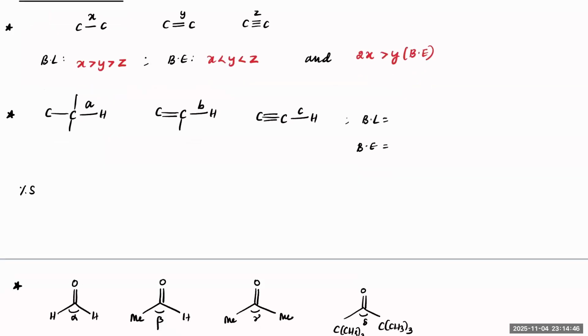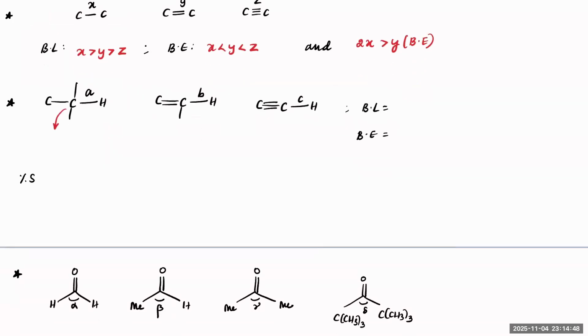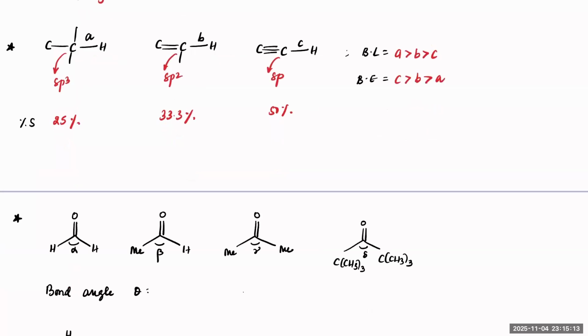Next, all single bonds, it represents it is sp3. If you have one double bond, it is sp2. If you have one triple bond, it is sp. Percentage S character is 25 here, 33.3 percentage here. Here it is 50 percentage. Bond length wise, if you notice, A is greater than B is greater than C. Bond energy wise, C is greater than B is greater than A. Correct? So I'm sure all of you are able to relate that.